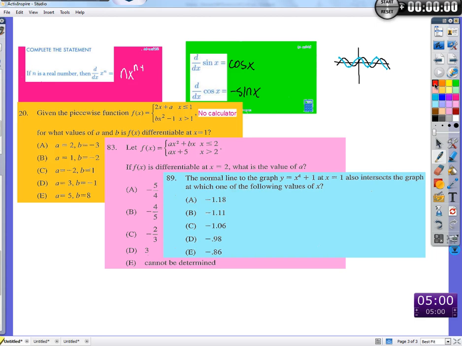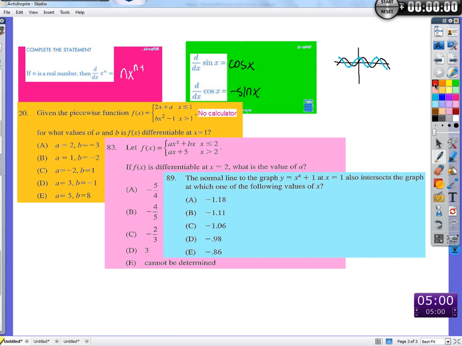I know that on the graph at x equals 1, the function has to be approaching one specific point. Right, the limit at 1 has to exist. That's what you're saying, right? So if the limit exists, that means that they're meeting each other at the same place.